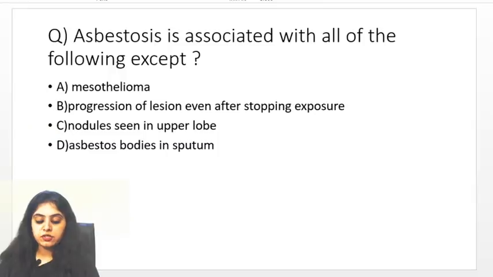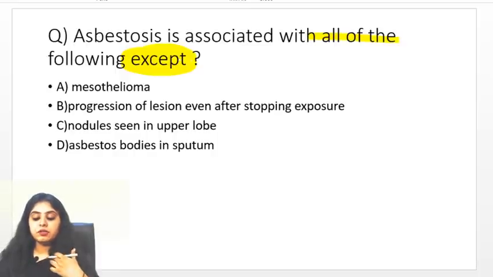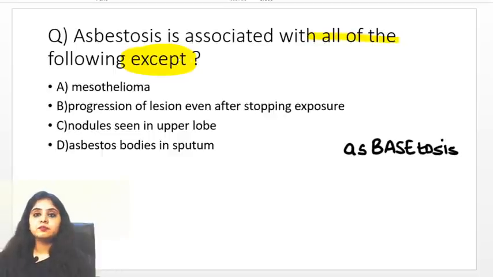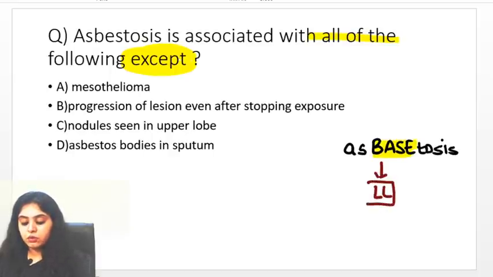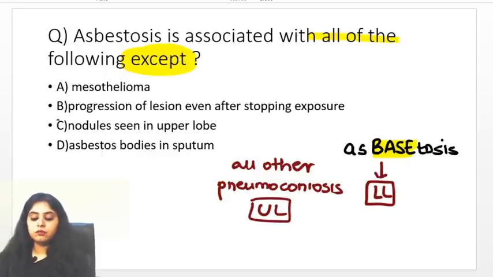Moving on to the next question. Asbestosis is associated with all of the following except mesothelioma, progression of lesion even after stopping exposure, nodules in the upper lobe, and asbestos body in the sputum. Let me just tell you one mnemonic and then all of you will automatically learn it yourself. Instead of calling it asbestosis, I always call it basestosis. Why? Because this involves the lower lobe. All other pneumoconiosis, like silicosis and so on, involve the upper lobe, but asbestosis is base. So base involves the lower lobe.